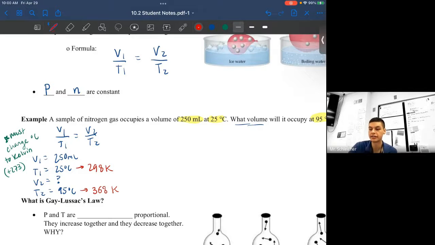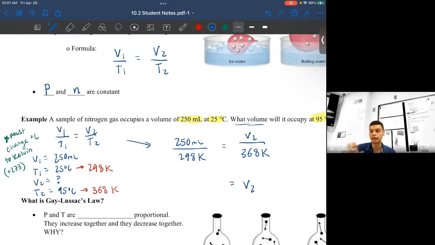Okay, let's go ahead and plug in these numbers and solve for our answer. So if we plug in the numbers into this equation, we get 250 milliliters over 298 Kelvin is equal to some unknown volume, V2, divided by 368 Kelvin. Okay, so how do we solve for this unknown volume, V2? You would multiply by 300. Yeah, so we could start doing it step by step, multiplying both sides by 368.